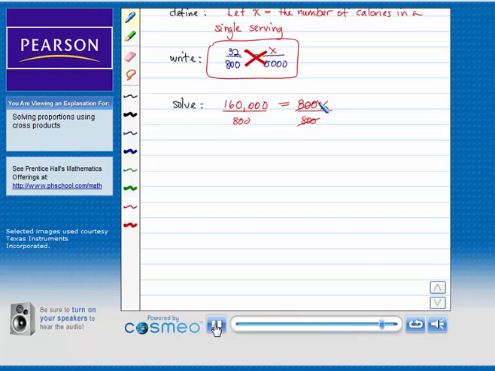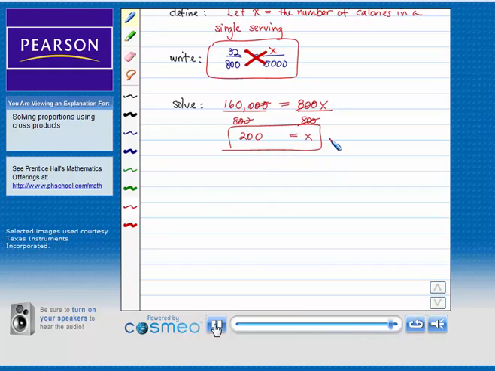Okay, 800 divides into 800 one time. That leaves me with x, which is what I want. On the left side, I can eliminate two zeros, and 8 divides into 1,600 200 times. Okay, so it tells me that a single serving in this particular jar of peanut butter is approximately 200 calories. Okay, and that'll enable me to decide how many peanut butter sandwiches I can eat for lunch and not mess my diet up too badly.